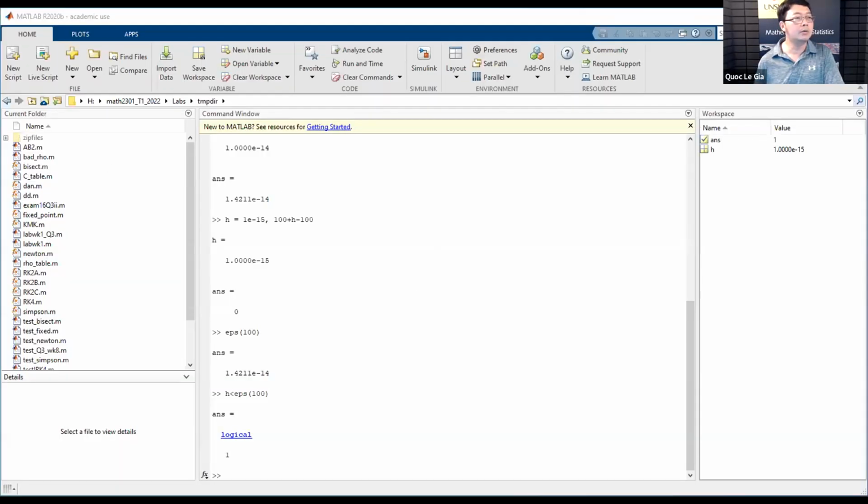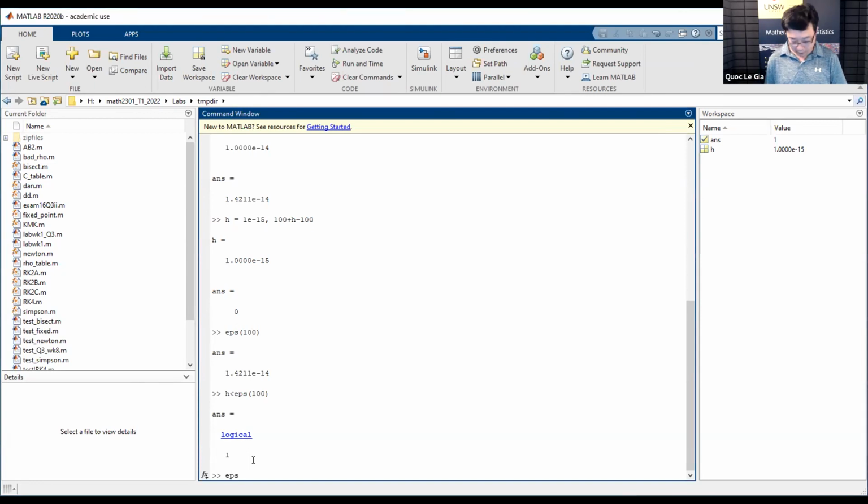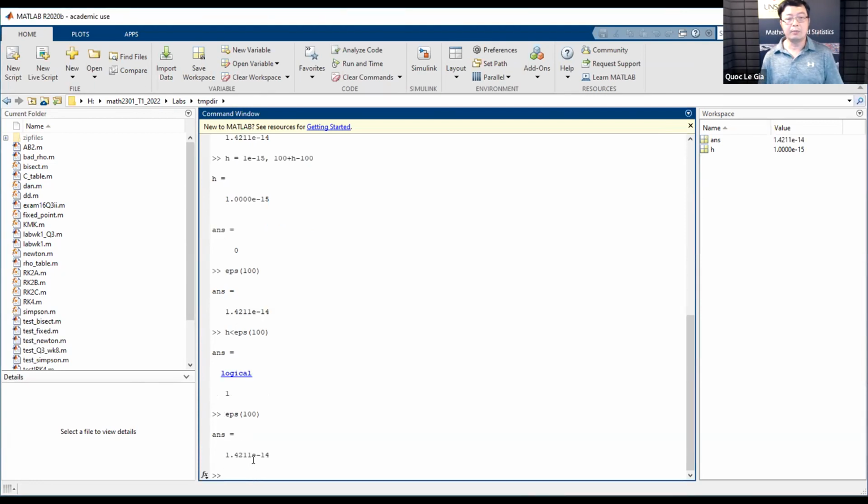Okay, so we saw it already. We saw epsilon of 100 is this number. Remember, epsilon without parameters is just epsilon of 1, and of 10. So how do I get epsilon of 100?